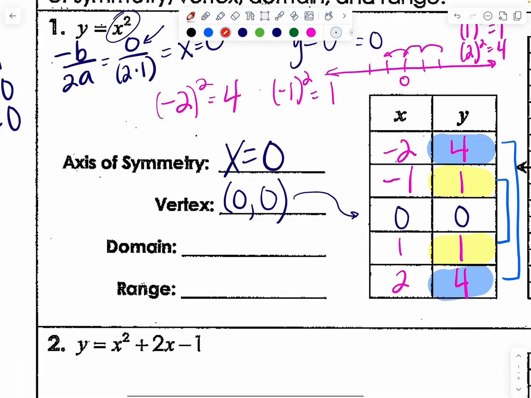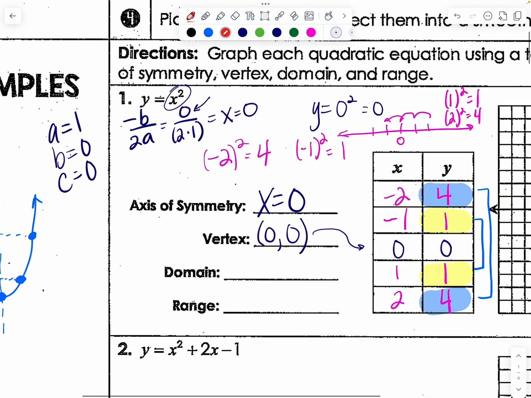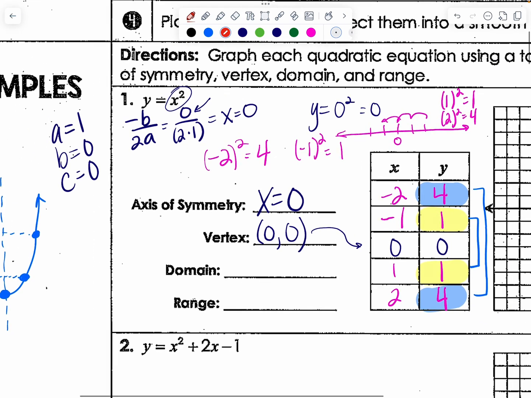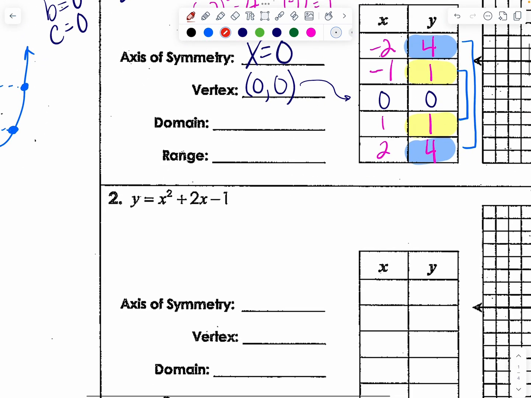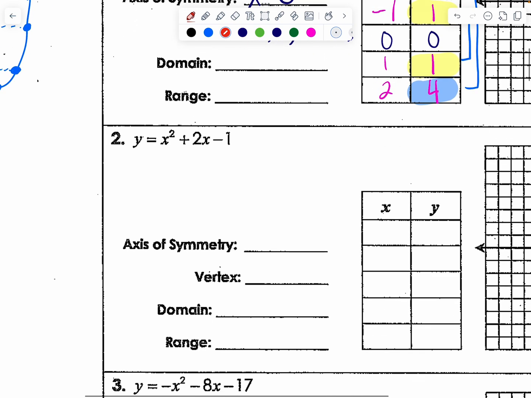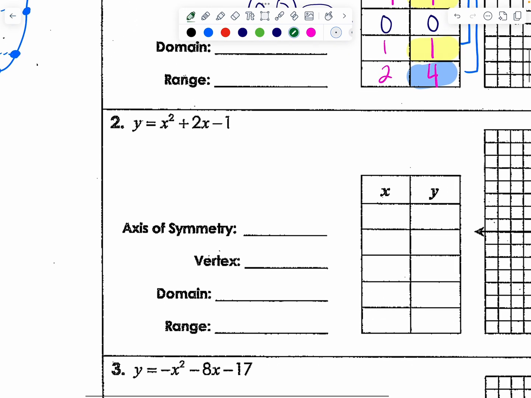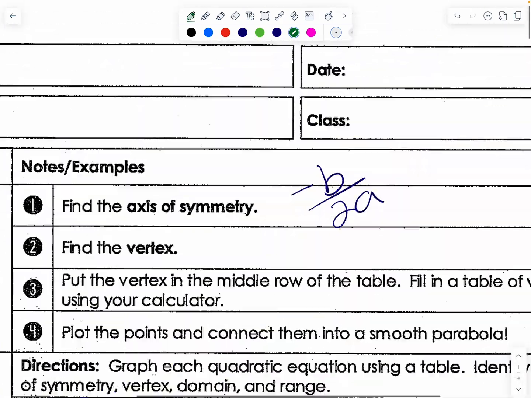All right, so this was a really basic one since we only had x squared. We didn't have a b term and we didn't have a c term. So let's take a look at one that does have those terms in it. I'm going to start off by writing my a is 1, b is 2, and c is -1. So we start off by finding our axis of symmetry.